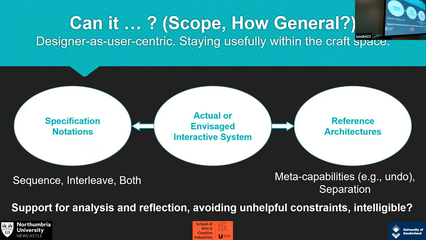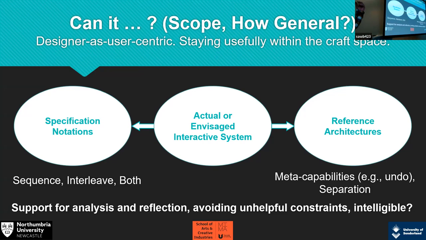So in specification notations, interface styles were originally linear: menus, forms, question and answer, command languages. And then with GUIs coming in, they got highly interleaved. And you really want both. And you can sort of spot platforms these days.